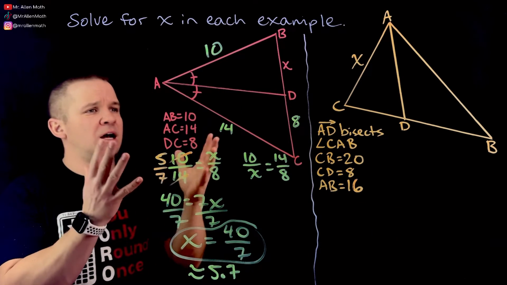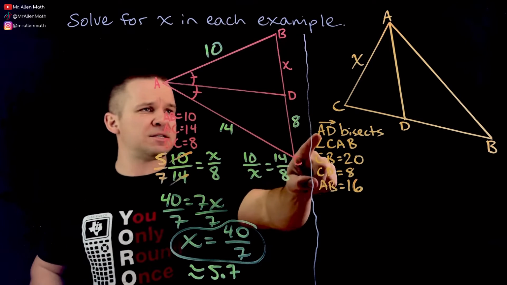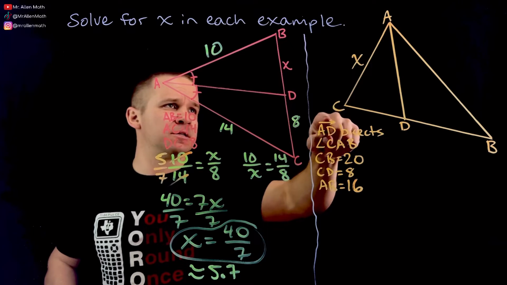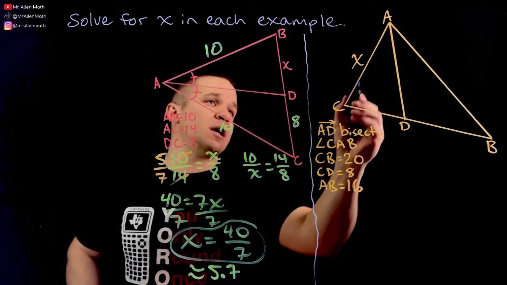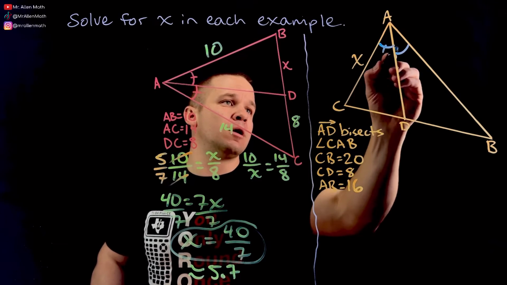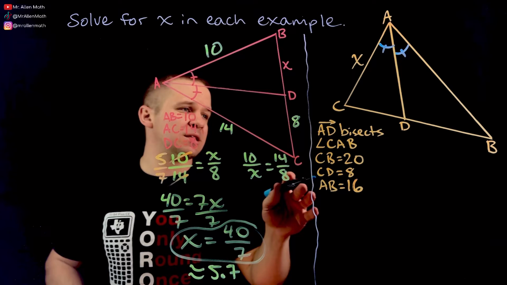So we've got a slightly different setup. I don't have any angles marked, but hold up. It does say AD bisects angle CAB. So let's go ahead and mark that in here. These two angles are congruent. So it does, once again, split this triangle proportionally like we were talking about. Let's label some sides here.